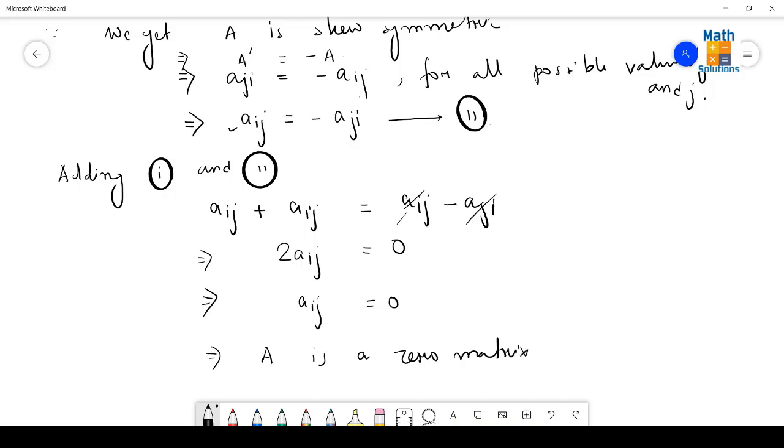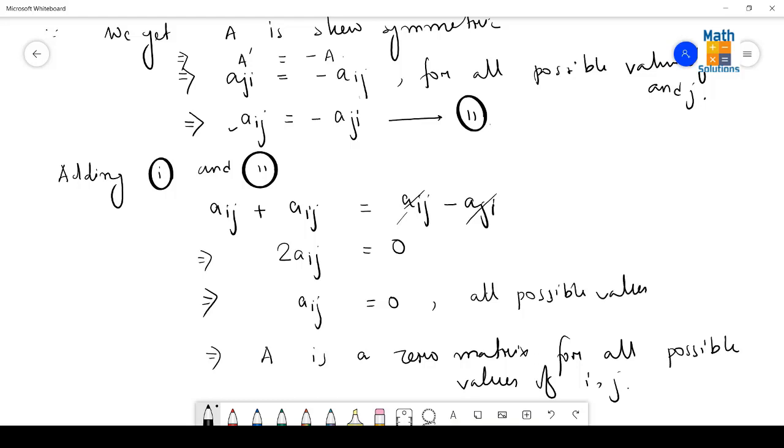Zero matrix for all possible values of I and J. This is true for all possible values of I and J. So this is what we had to prove, hence shown. So this is the answer of this question.